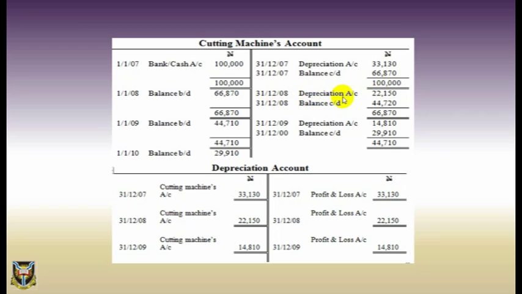31/12/2008 depreciation A/C 22,150. 31/12/2008 balance C/D 44,720. Total 66,870.